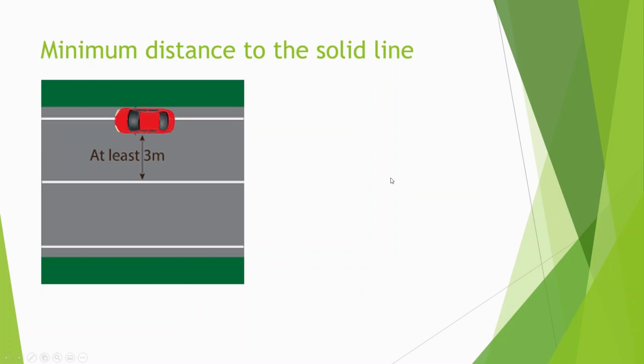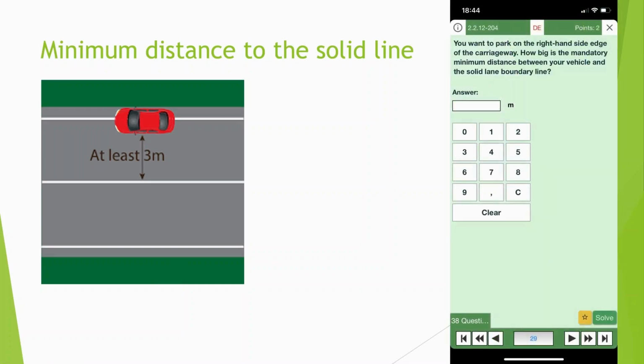Okay, so sometimes you will get a question like this. You want to park on the right hand side edge of the carriageway. How big is the mandatory minimum distance between your vehicle and the solid lane boundary? Okay, here it's referring to this solid lane boundary, and you want to park here. So the minimum distance that you must maintain is 3 meter. Okay, so that should be the answer.